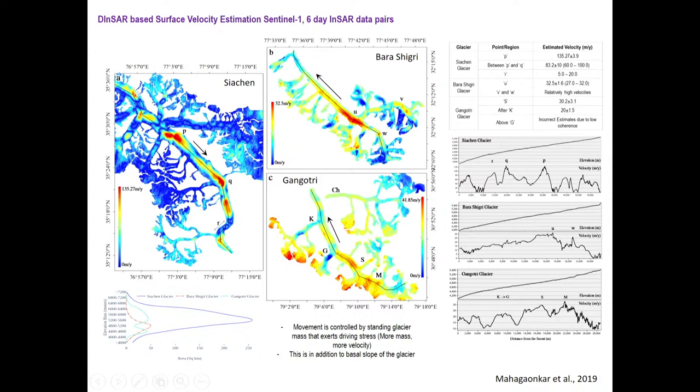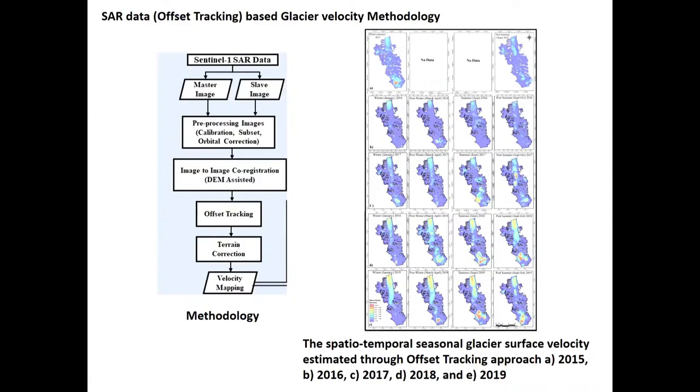So if I draw a line along the trunk and retrieve the velocity, you can see how the elevation is changing along the glacier trunk, and how much the glacier velocity is changing along the glacier. This kind of analysis can be done using remote sensing data.